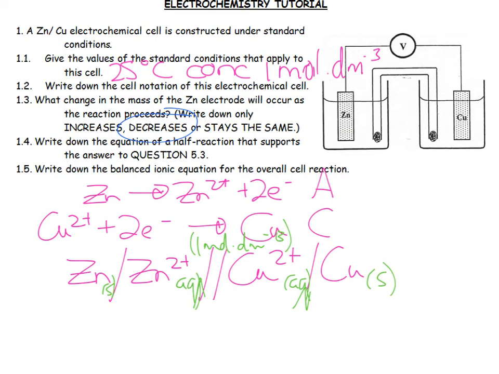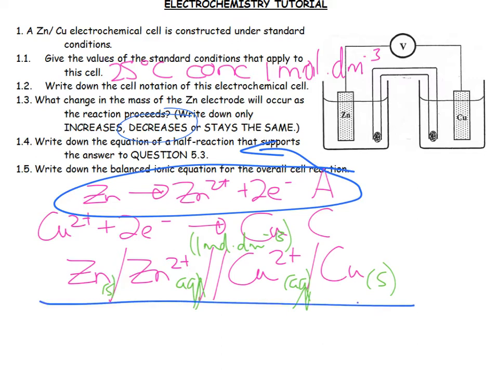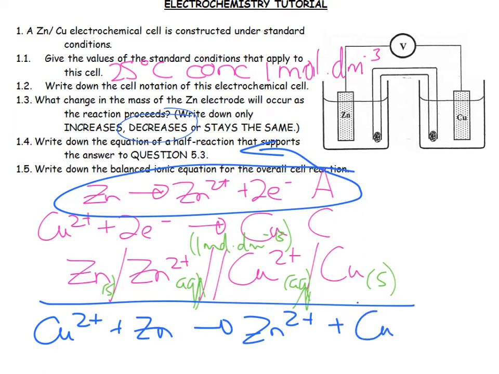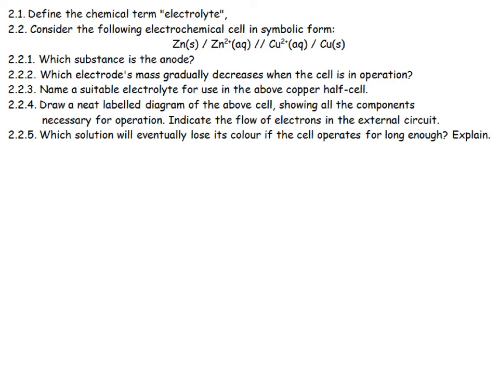Write down the equation for the half reaction that supports your answer, and write down the balanced ionic equation for the overall cell reaction. So the half reaction is going to look like this. You're going to say Cu2+ plus zinc is going to give me Zn2+ plus Cu, and that's your reaction done. Define the term electrolyte.